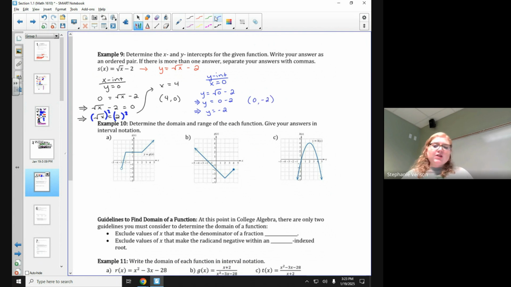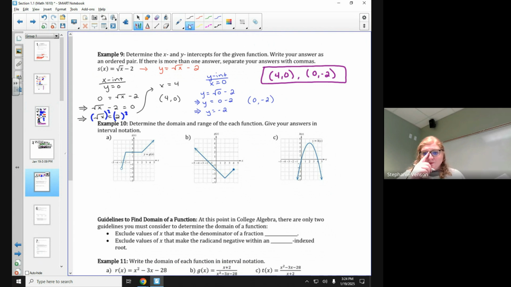Okay, so it looks like for this one, I got one x-intercept and one y-intercept, which is fine. ALEKS is just going to want you to put those two intercepts separated by a comma. So (4, 0), (0, -2).